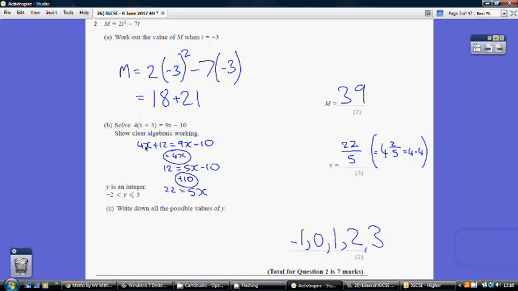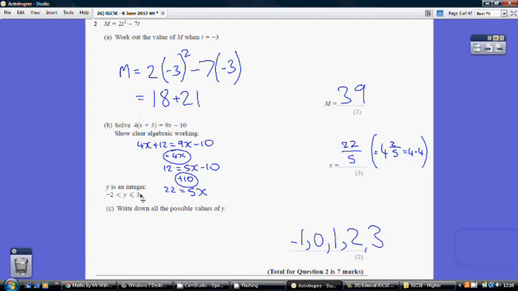So I'm going to start off looking at the x's, so I'm going to take away 4x from both sides, giving me 12 equals 5x minus 10. Then I'm going to add 10 to both sides, 22 equals 5x. Then I'm going to divide through by 5, so x equals 22 over 5, or 4 2/5, or 4.4.